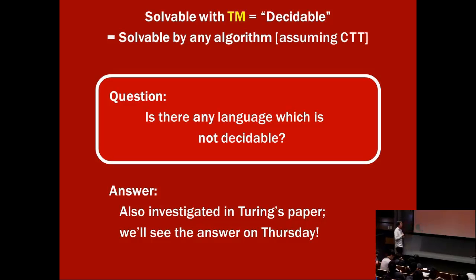So let's ask one more question. If you go back to this circle, is there anything out here? Is there any language which is not decidable, solvable by any algorithm? Well, in fact, Anil will tell you about the answer to that question on Thursday, because it was also answered in Turing's paper.